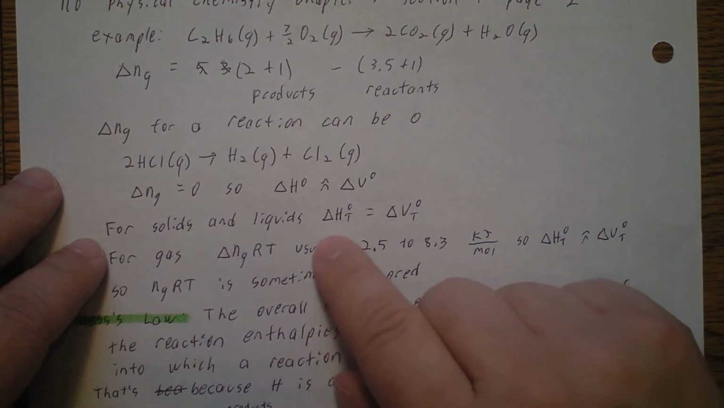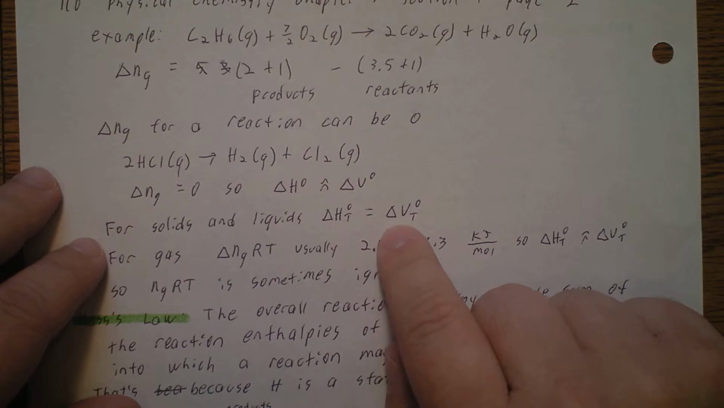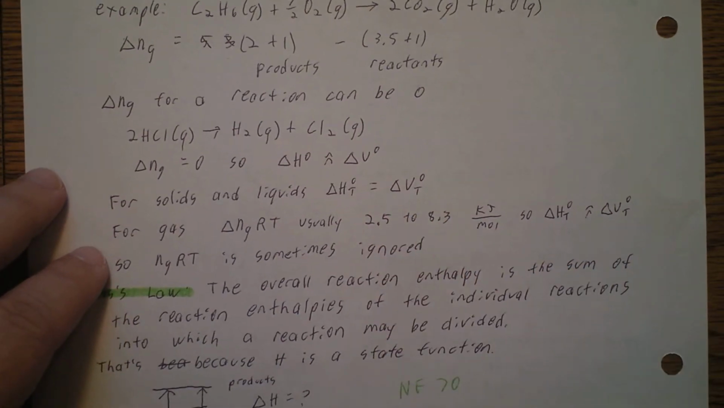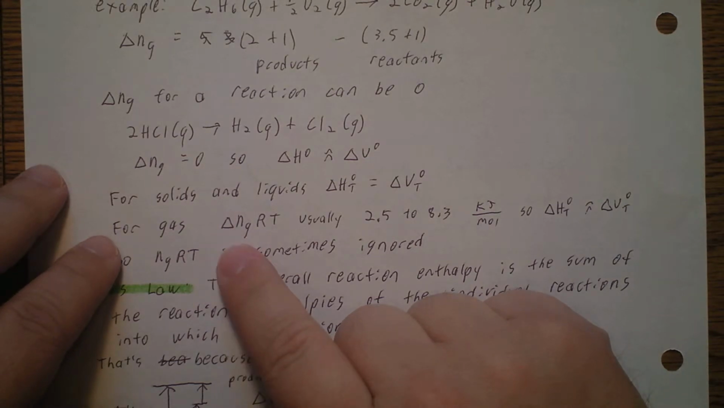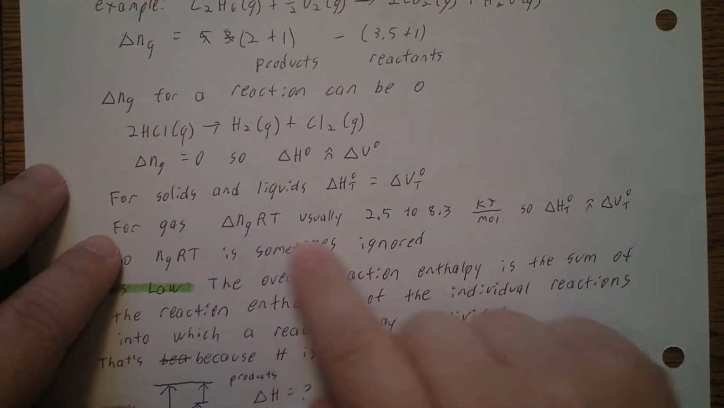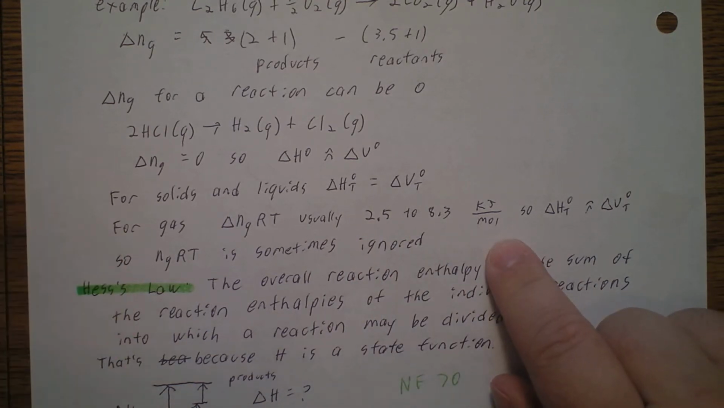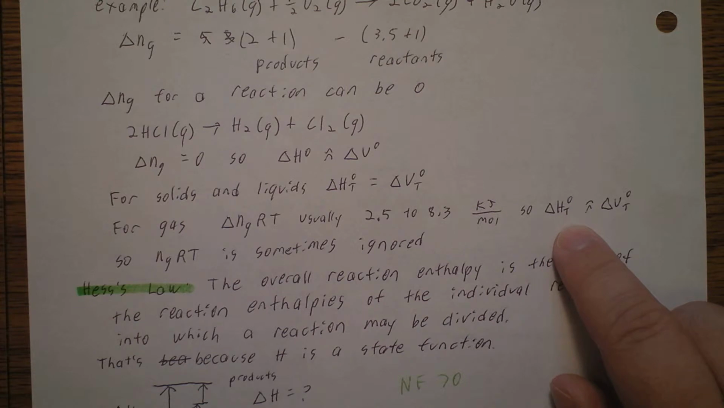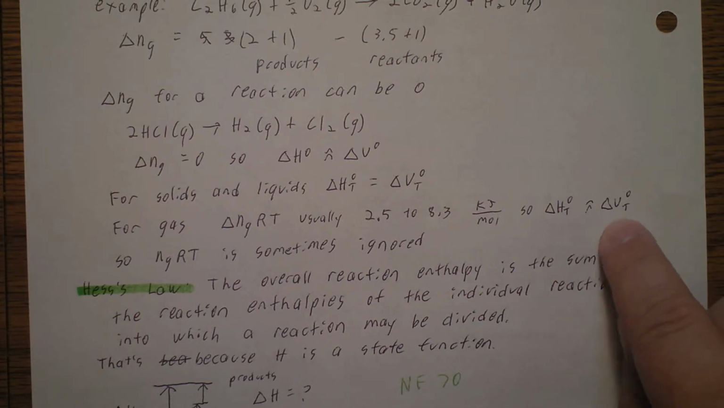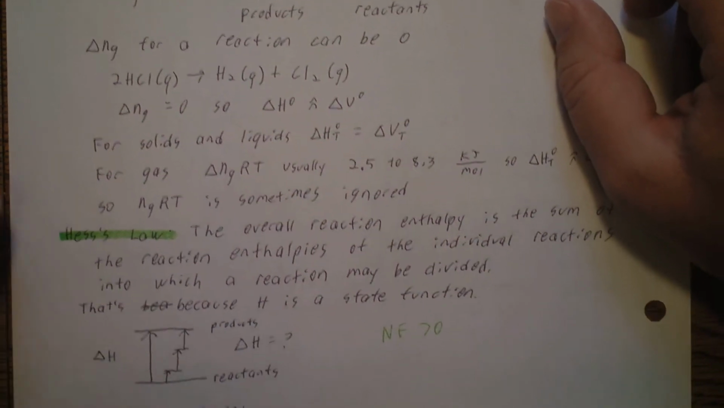Now for solids and liquids, the change in the enthalpy in the standard state is equal to the change in the internal energy in the standard state. Now for gas, the change in the number of moles in the gas phase times RT is usually about 2.5 to 8.3 kilojoules per mole. So the change in the enthalpy of formation is going to still be roughly the change in the internal energy. Just because this last term is so small, we can just ignore it.